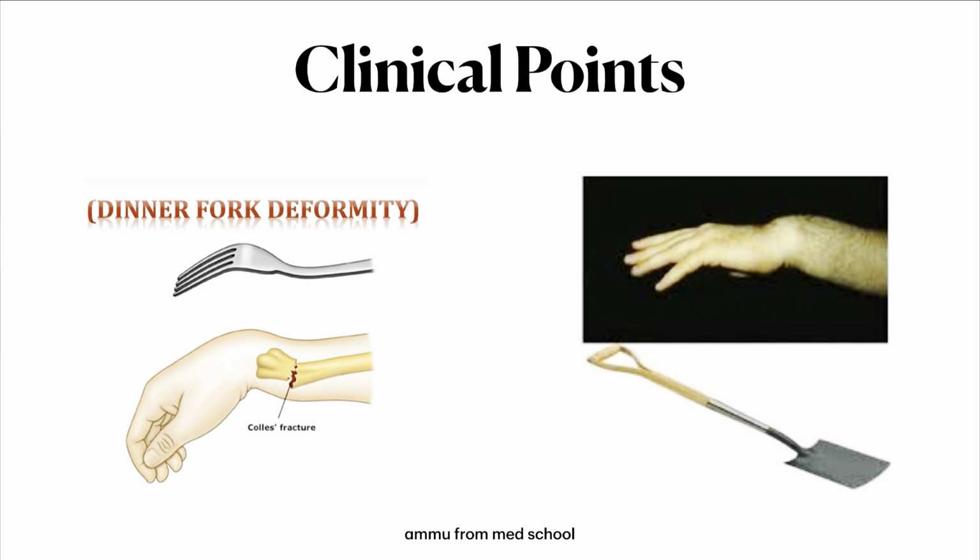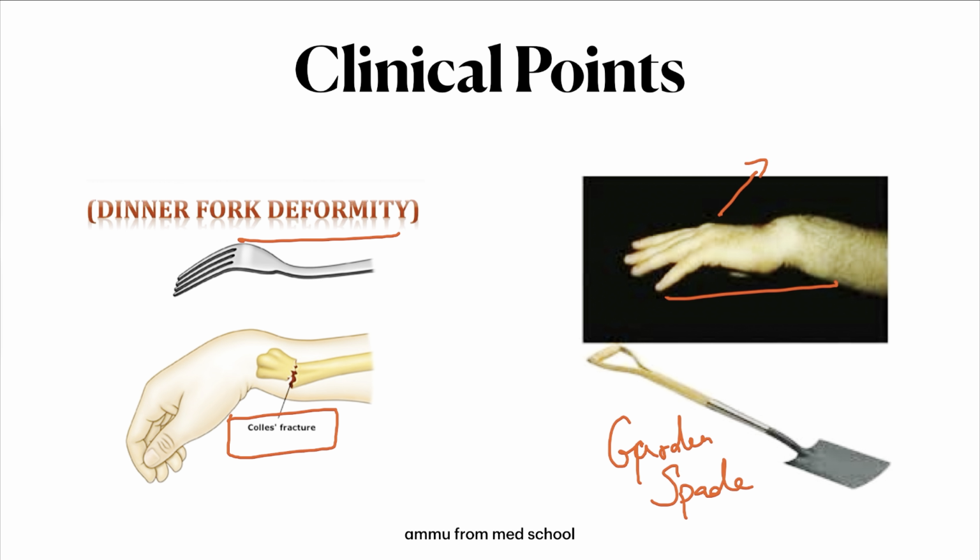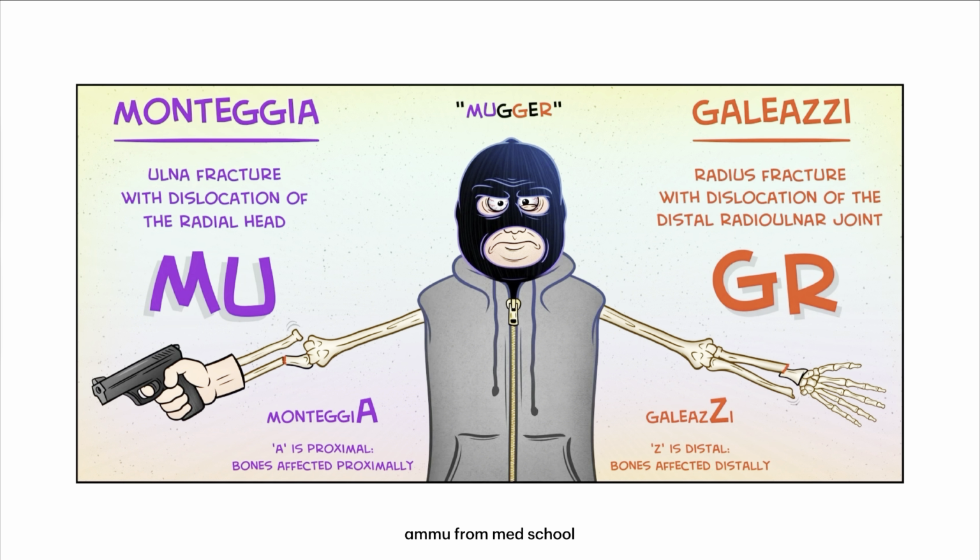Coming to the clinical points. First of all, in the radius, we have two clinical points. One is Colles fracture, also called dinner fork deformity. Another one is called garden spade deformity, that is also called Smith fracture. So these two are very important clinical points corresponding to the radius. Moving on to the ulna, you have Monteggia fracture and Galeazzi fracture.